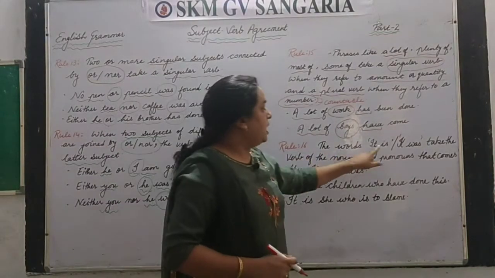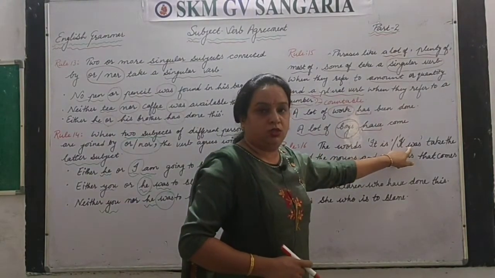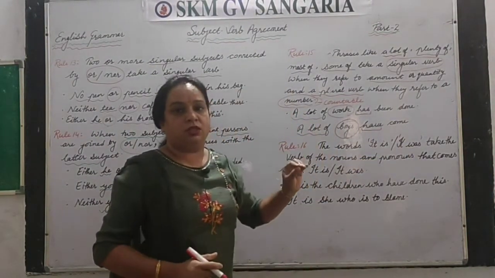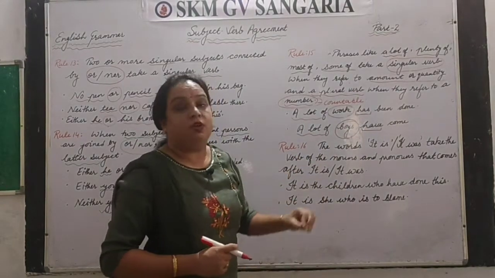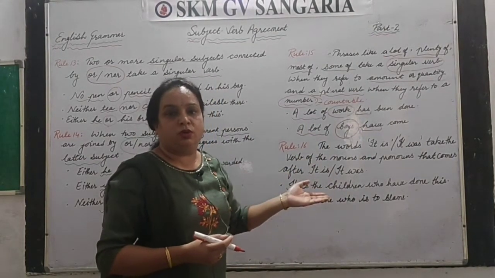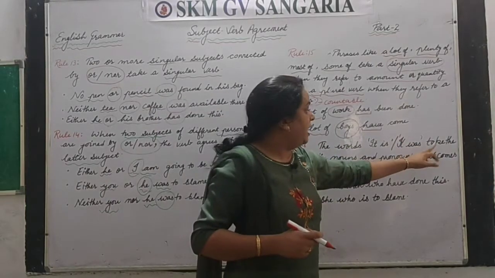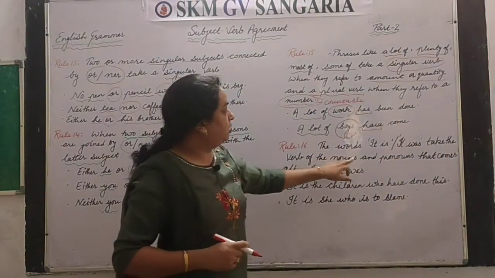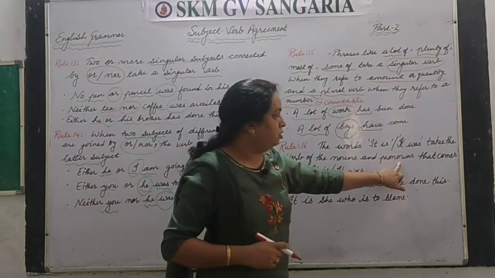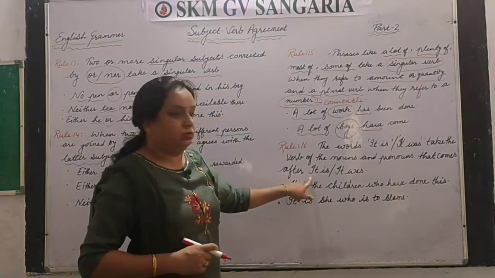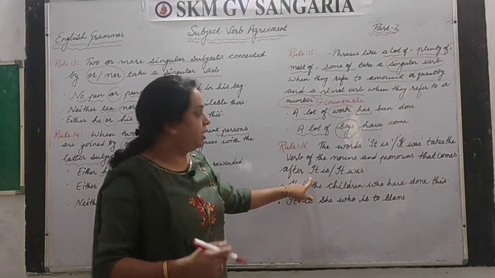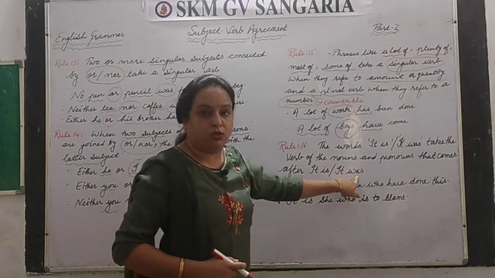Next rule number 16. The words it is or it was. If these two words are given, this is a group of two words, because some of the sentences we used to start with this also. So it is and it was take the verb of the nouns and pronouns that comes after. Right? It is, it was.